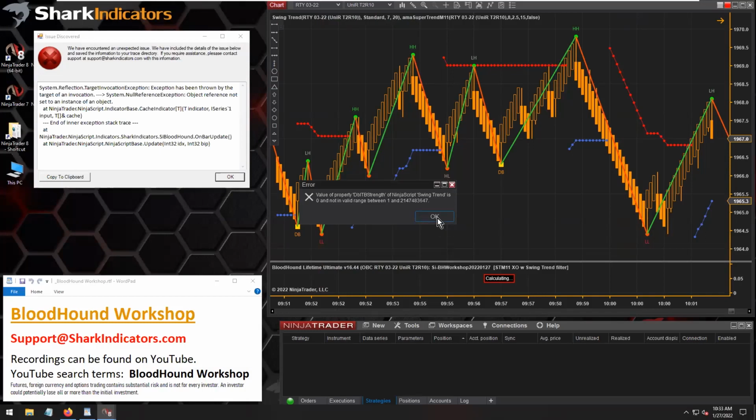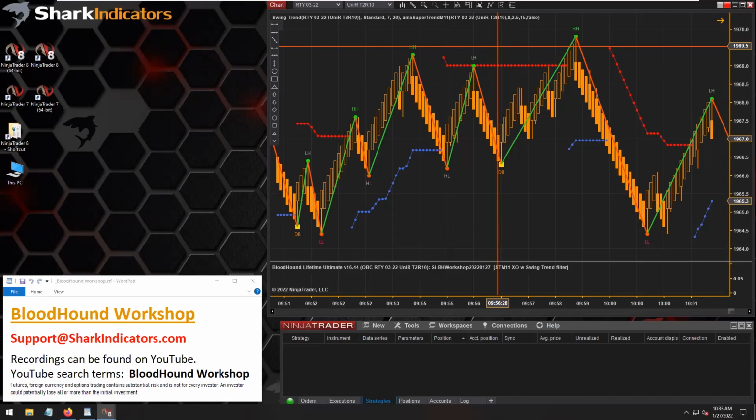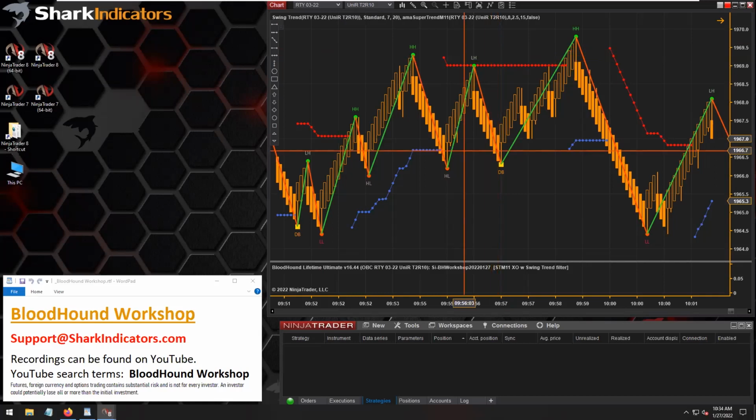Okay, so it doesn't allow a 0 for the swing strength. The swing trend doesn't allow a 0 for the swing strength. And yeah, it looks like that error is crashing BloodHound. Since I was able to set a value in the swing trend indicator's parameters that's invalid, it's now crashing BloodHound.